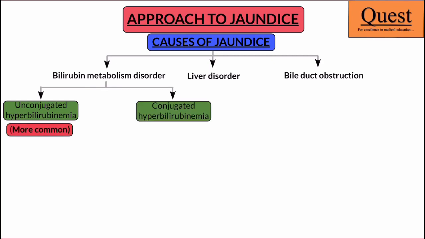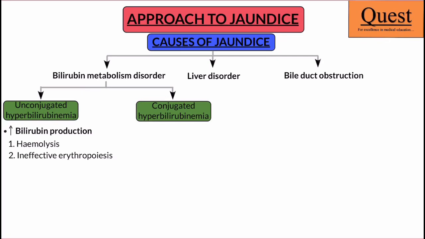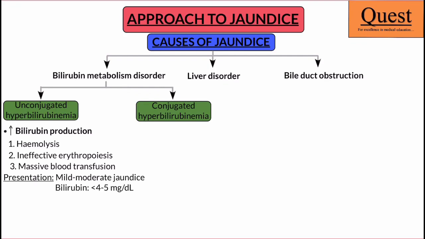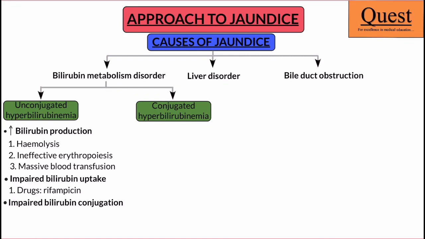More common is unconjugated hyperbilirubinemia, which could be because of increased bilirubin production. This could occur because of hemolysis, because of ineffective erythropoiesis, or as a result of massive blood transfusion. Important to remember is such patients would not have very severe jaundice, and bilirubin would be less than 4 to 5 mg per deciliter. Some drugs could interfere with the uptake of bilirubin by the liver. Important here is rifampicin. But a much more important cause here is decrease in the process of conjugation itself.